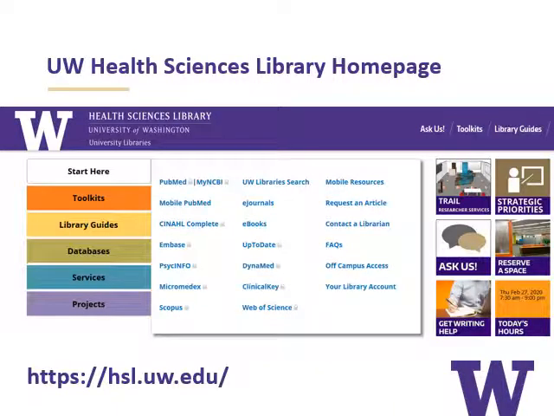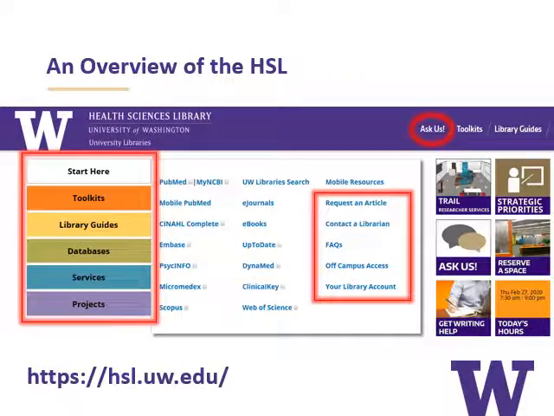This is the main page of the Health Sciences Library website. We'll go over some key features and important things to know about the HSL. You can access this website at hsl.uw.edu. Highlighted on the left is the navigation menu for key resources. Highlighted on the right are important sources of information, such as how to request an article, how to connect off campus, and your library account. And on the top is the Ask Us feature, which allows you to submit questions online to HSL librarians.